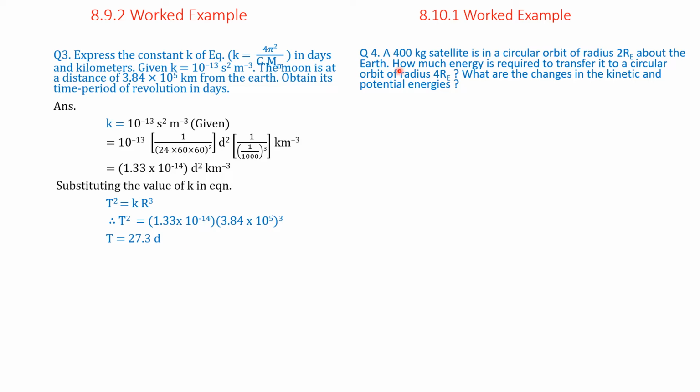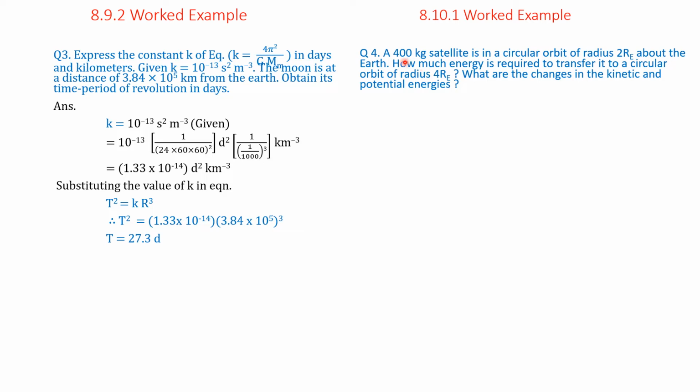Next question. Question number 4. A 400 kg satellite is in a circular orbit of radius 2 RE, where RE is the radius of Earth, about the Earth. How much energy is required to transfer it to a circular orbit of radius 4 times RE? What are the changes in the kinetic and potential energy? Please read the question again.